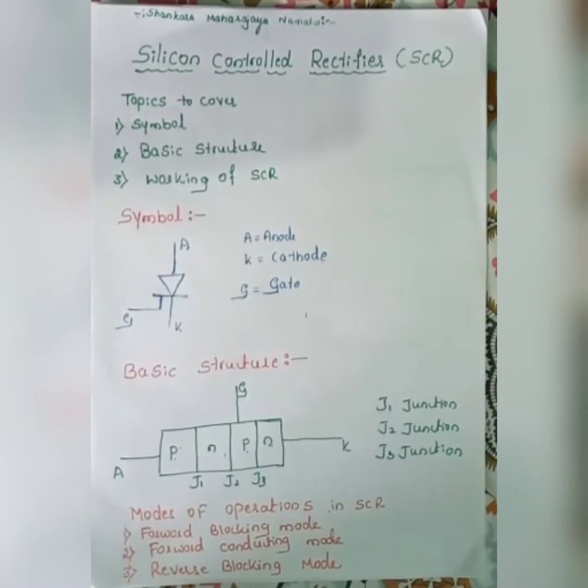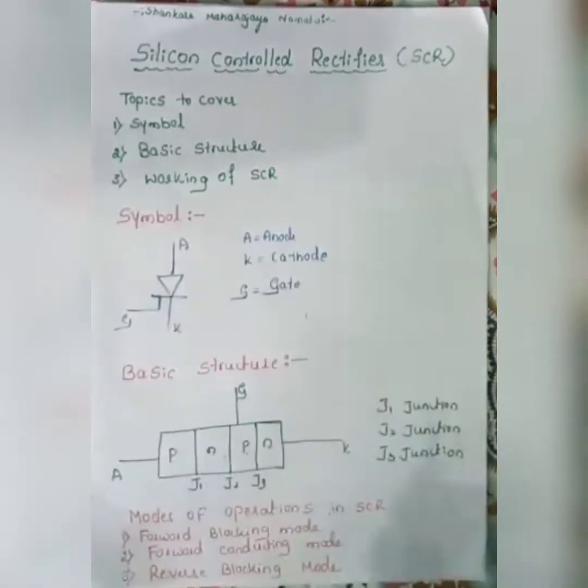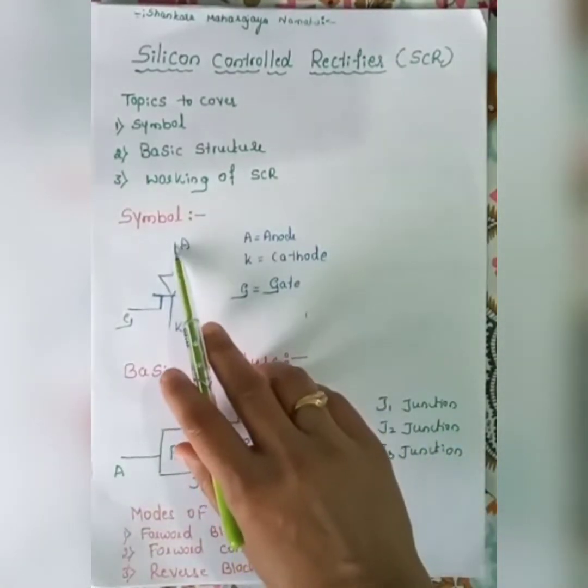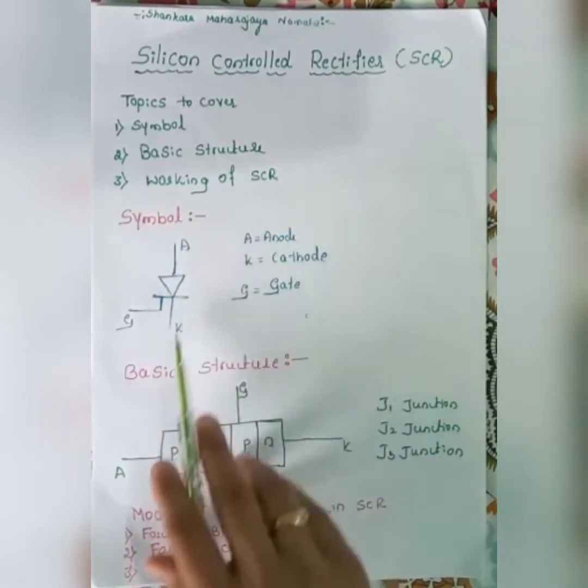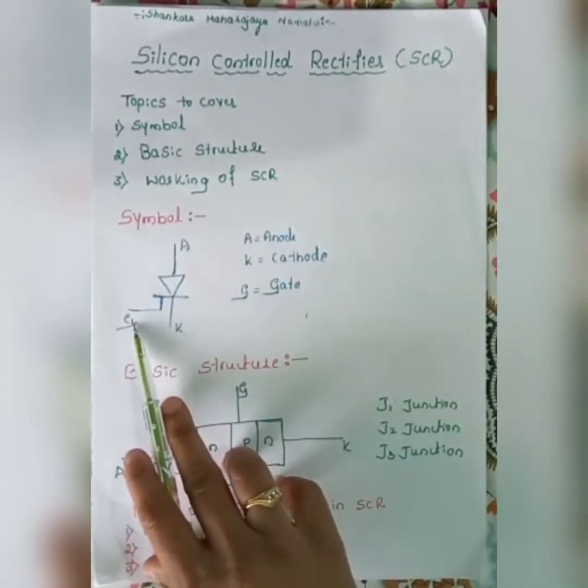Now let us know about the symbol and construction of SCR. Here is the symbol. It has three terminals: one is anode, second is cathode, and third one is gate.